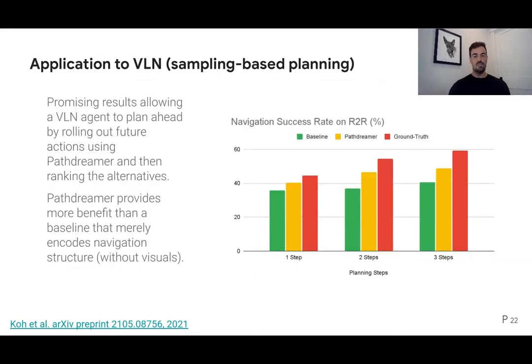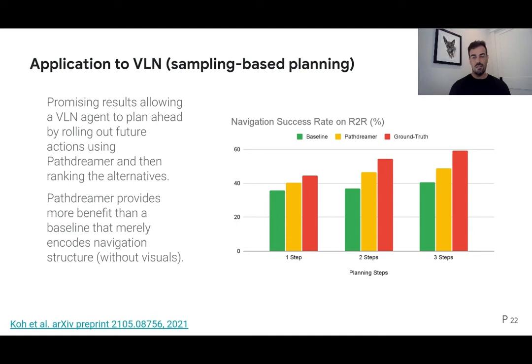Finally, I want to just briefly introduce a small experiment we've done for using the PathDreamer world model as part of a sampling-based planning approach in the context of vision and language navigation. What we do here is we roll out using the VLN agent to plan ahead between 1, 2, or 3 steps into the future by either interacting with the PathDreamer model or the ground truth, which is the actual environment, effectively looking ahead, or a baseline, which represents using the information from the navigation graph, but without any visual properties.